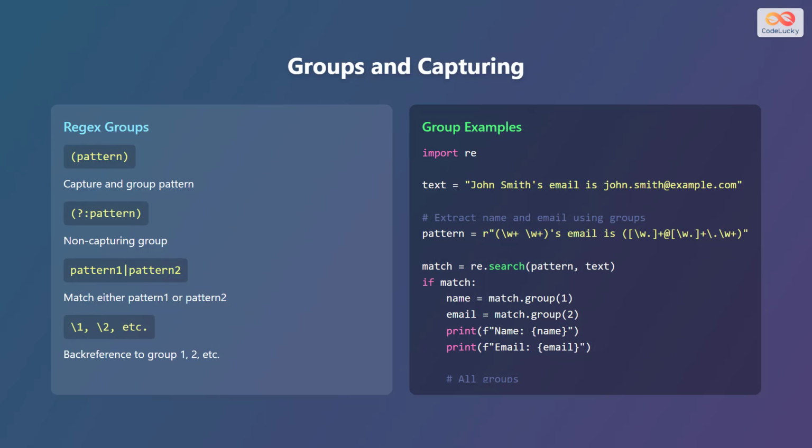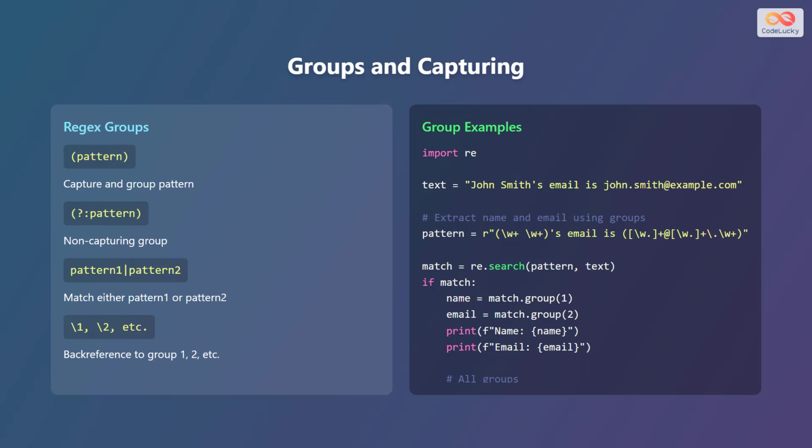Regex groups allow you to group parts of a pattern together. Let's discuss regex groups. (pattern) captures and groups the matched pattern. (?:pattern) creates a non-capturing group. pattern1|pattern2 matches either pattern 1 or pattern 2. \1, \2, etc. are back references to the first, second, etc. captured groups. Here is an example demonstrating groups.